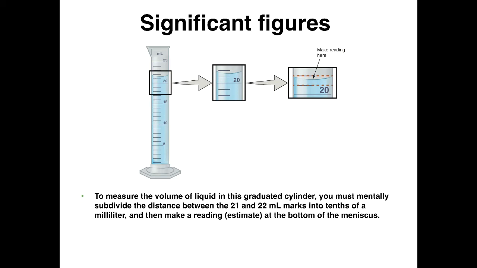You know that 20 is correct. You know that it's between 21 and 22 milliliters. Those are the two digits that you're certain of. Then you make an estimate of what the third digit is, maybe 21.5 or 21.6. And that third one is the first degree of uncertainty. And so you have three significant figures in this measurement of 21.5.